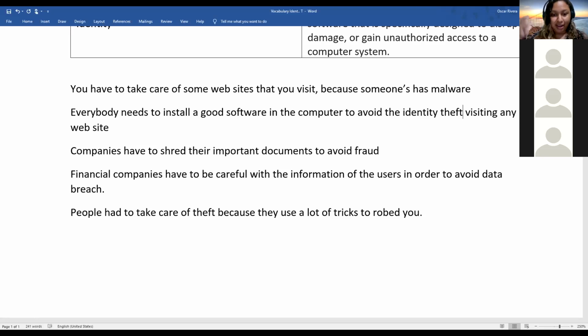It's okay. I know the brain is trying to figure out how to organize the words, and that's what we want to happen over here. So we say to avoid identity theft risk. El riesgo del robo de identidad, right? Okay. And then the rest of the information is good. Visiting the website.